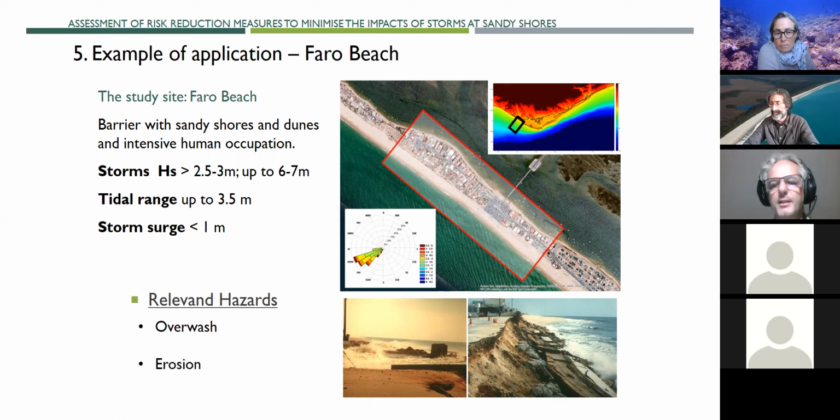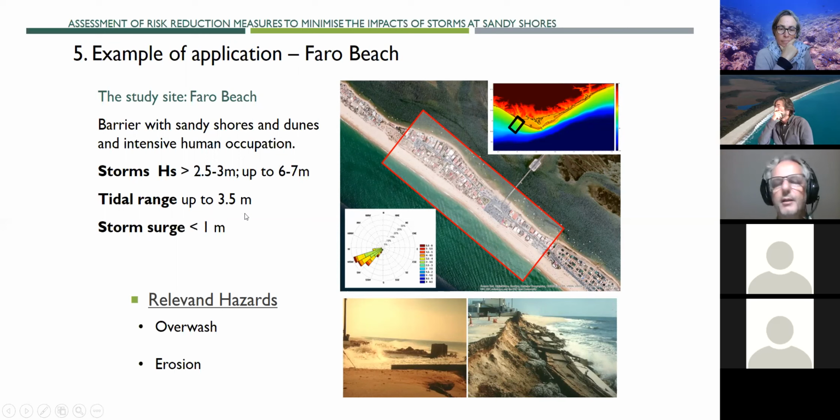Our wave regime is low to moderate energy. The average wave height here is around 1 meter. But we do have storms every year. We consider a storm when we have significant wave heights above 2.5, 3 meters, and they can reach up to 6, 7 meters. Well, a little bit more for the largest ones. We have a tidal range up to 3.5 meters, and storm surge is not very big. It's normally lower than 1 meter, and only rarely goes to values near 1 meter.